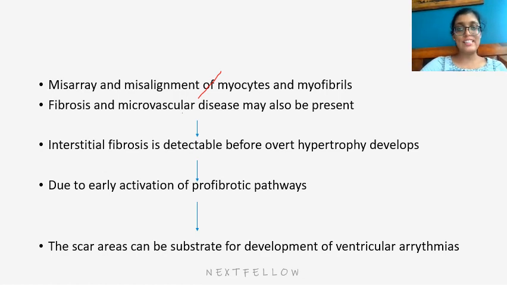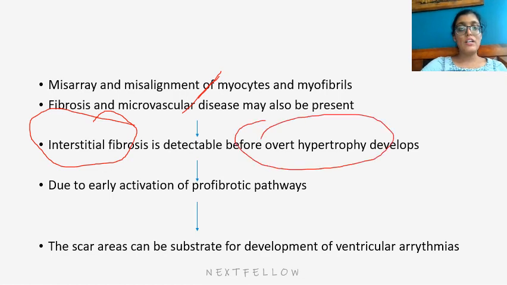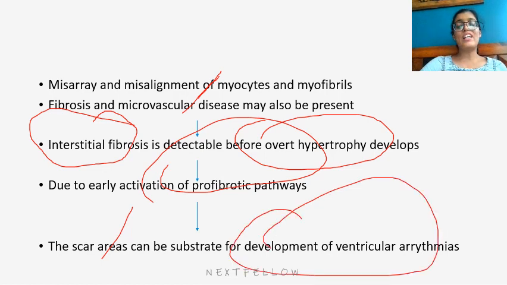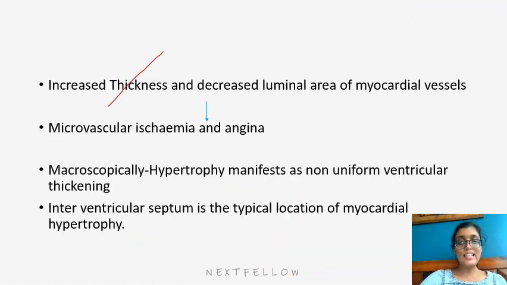Fibrosis and microvascular disease may also be present, which will further lead to interstitial fibrosis, which is always detectable even before the hypertrophy develops. It is due to the early activation of profibrotic pathways. The scar areas can be a substrate for development of various ventricular arrhythmias, which are usually found in hypertrophic cardiomyopathy. There is increased thickness and decreased luminal area of the myocardial vessels. There is microvascular ischemia and angina.